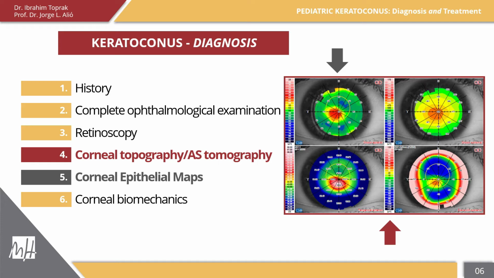In diagnosis of keratoconus, a detailed patient history and complete ophthalmological examinations including dilated retinoscopy are mandatory. Corneal topography or anterior segment tomography devices are also important. Corneal epithelial maps have gained popularity in recent years, in particular in early cases. We can also measure corneal biomechanics in diagnosis of early keratoconus.